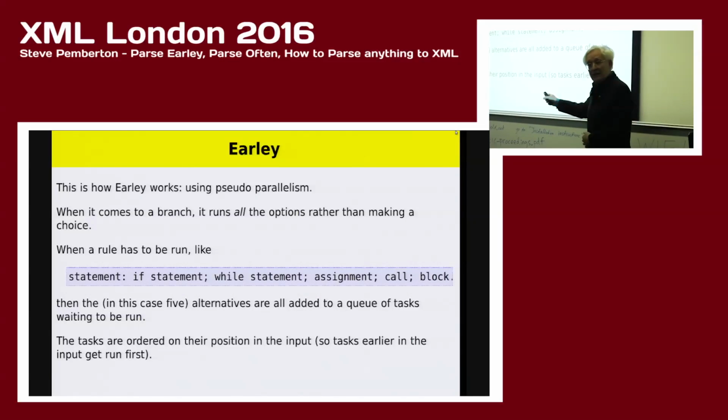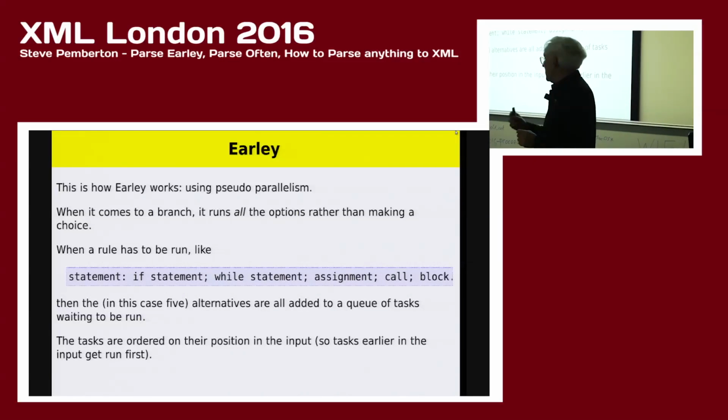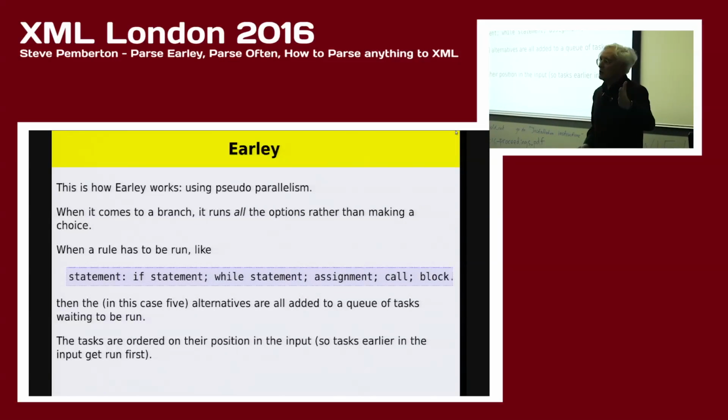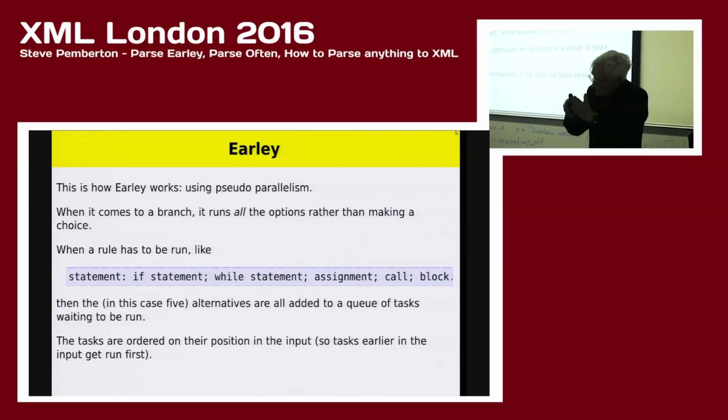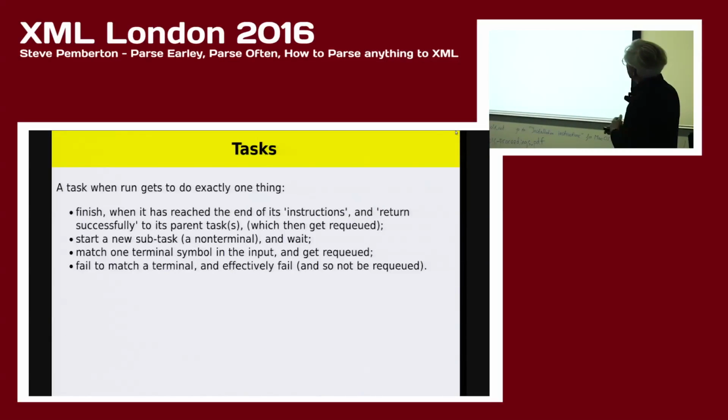The tasks get run in priority, and that priority is the order of their position in the input. So the tasks earlier in the input get run first. That means you only have to look at a tiny little bit of the input. You haven't got bits of program looking at all different parts of the input. They're just slowly working down the input stream.